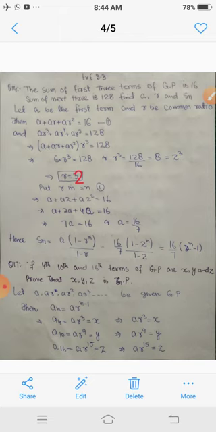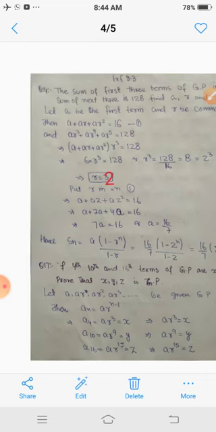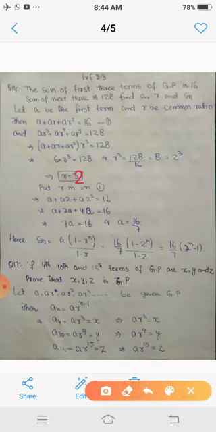Then the first term is a, the second term is ar, and the third term is ar square, which implies that their sum is 16. Name it equation first. Again, the fourth, fifth, and sixth terms, their sum is 128, which implies that ar cube, which is the fourth term, plus ar 4, which is the fifth term, and ar 5, which is the sixth term, their sum is 128.